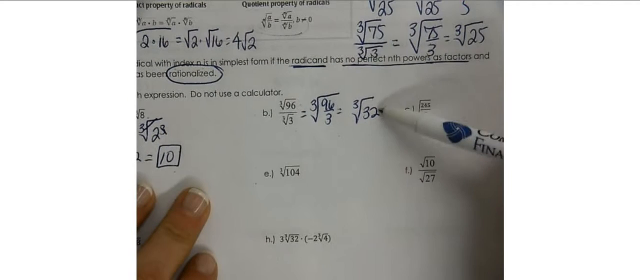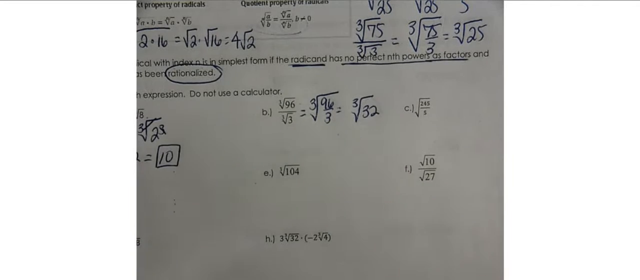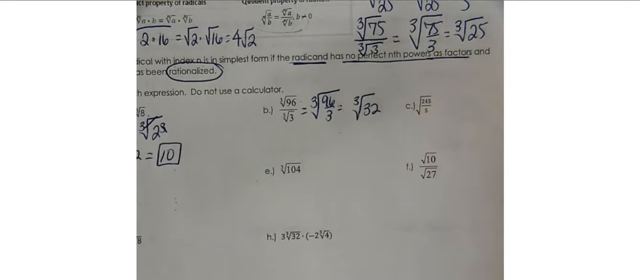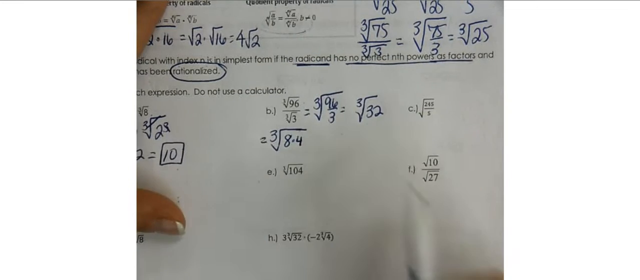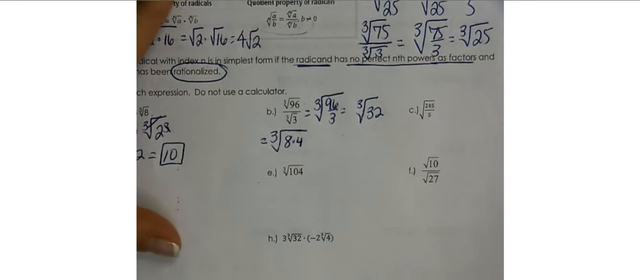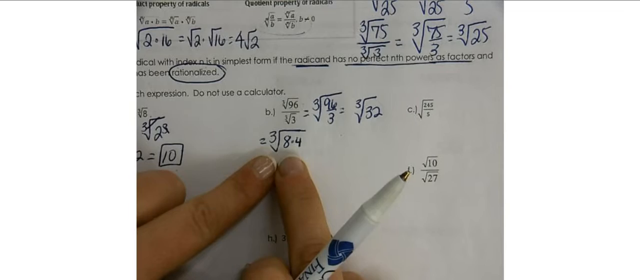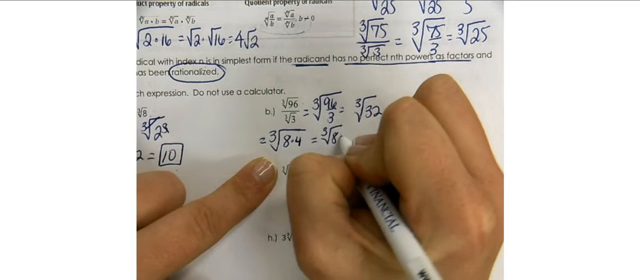Now, 32 has perfect cube factors in it. So you have to ask yourself, what perfect cube number is a factor of 32? Thinking of all my perfect cubes, I know that 8 is a perfect cube number, and it can go into 32 evenly. So I'm going to rewrite this as the cube root of 8 times 4. So what I did here is I thought about perfect cube numbers that can go into 32, and I know that 8 is a perfect cube number, so I rewrote this as 8 times 4. If you want, you can separate this by taking the cube root of 8 times the cube root of 4.